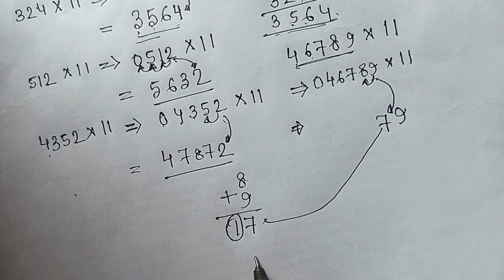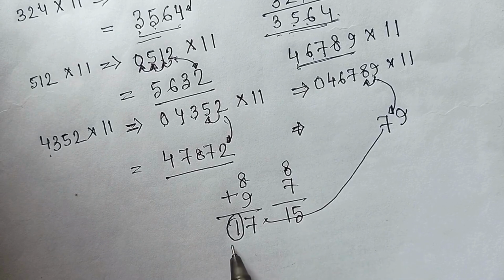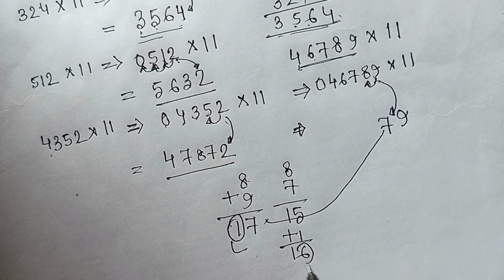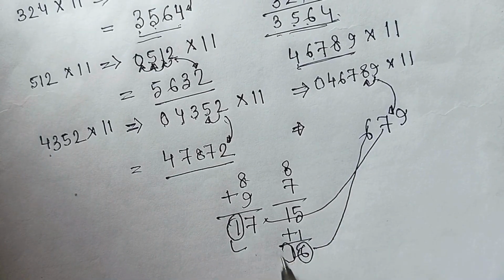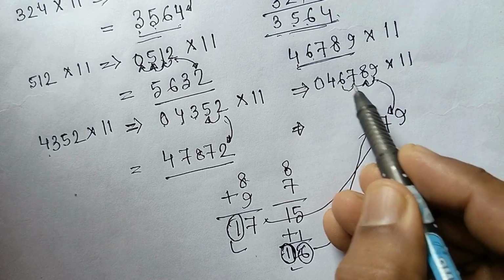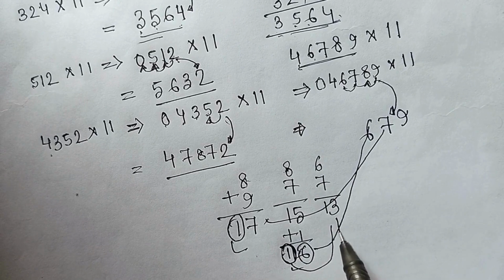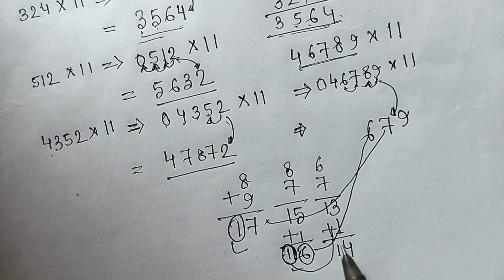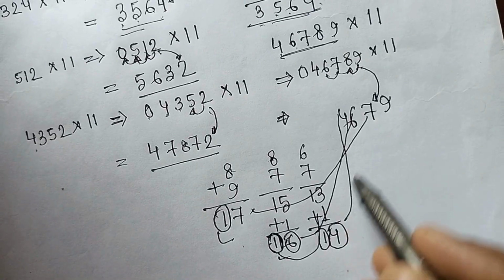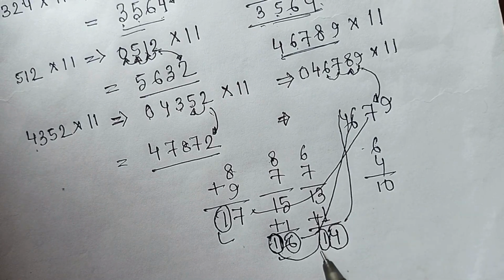Now we have to add that 8 plus 7, that is 15, and we have already one carry, that is 1, that will be 16. Now that 6 digit will be there, and we have already carry 1. So again we have to add 6 plus 7, that is 13. Now we have already carry 1, that will be 14, and that 4 will be there, and 1 will be carry. Again we have to add that 6 and 4, that is 10, and carry is 1 here.